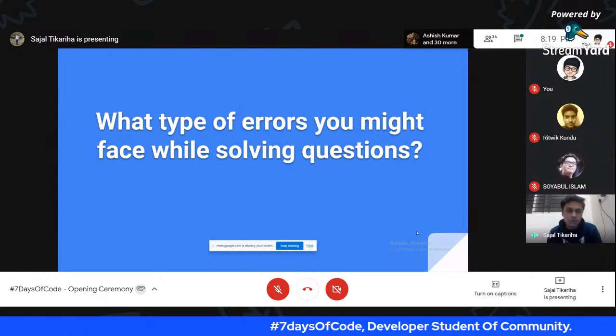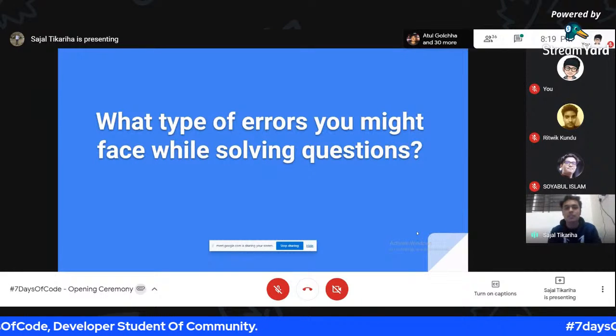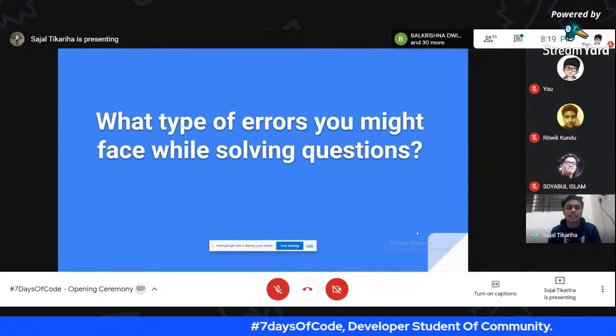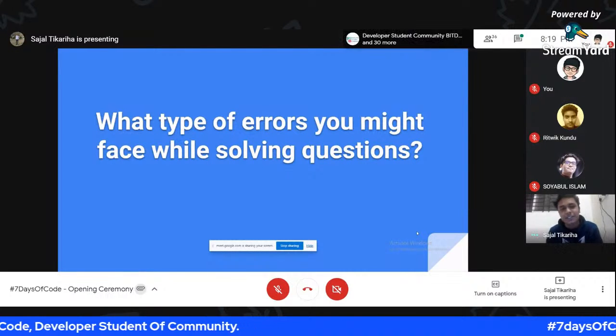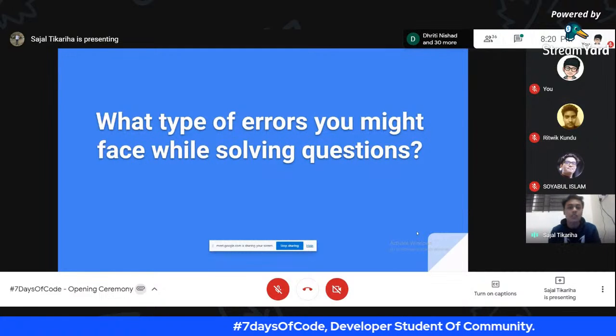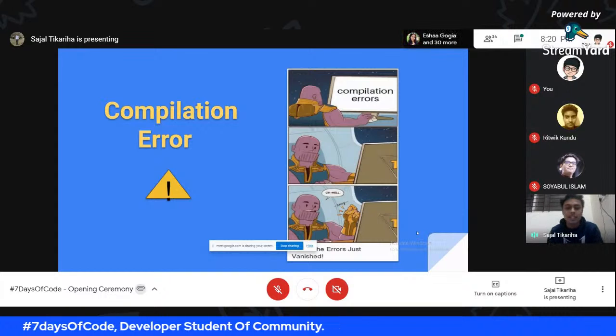Now, coming to what type of errors you might face while solving questions. As the 7 days of code is going to begin, you might be facing errors while solving questions. It's the basics of programming that if you are not getting errors, then definitely you are going wrong. So what type of errors might you face while solving a question or during a competitive programming contest? First would be a compilation error.